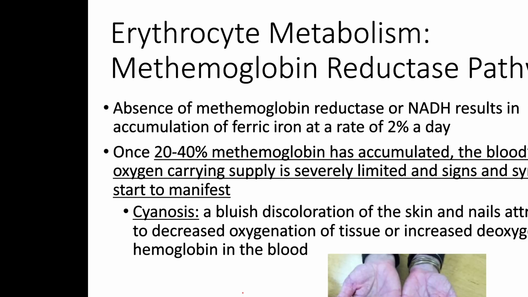So what happens is that if your methemoglobin reductase pathway isn't able to make up for the amount of methemoglobin that's building up in your body, then your blood won't be able to carry as much oxygen as it normally does. And that causes signs and symptoms to start to manifest. Your skin will start to blue, and that's called cyanosis. And this is strongly attributed to anything that has decreased oxygenation in your tissues.